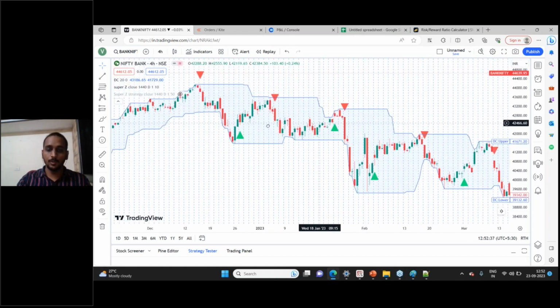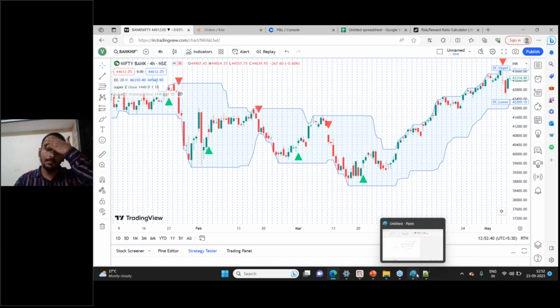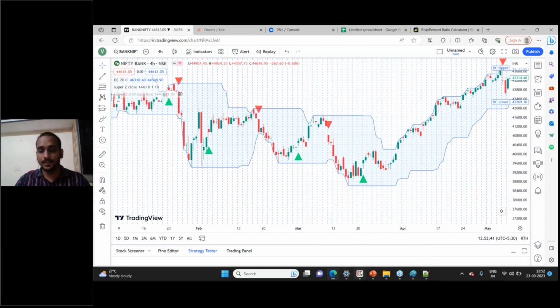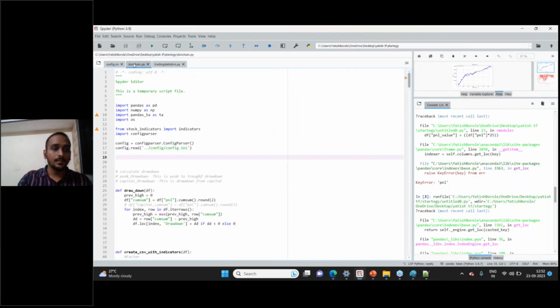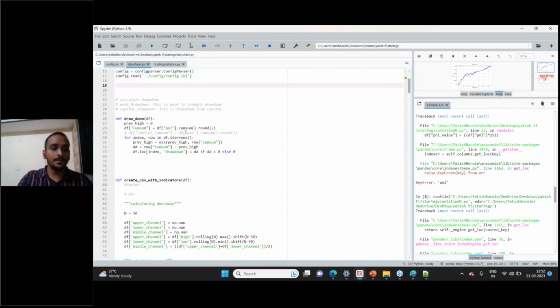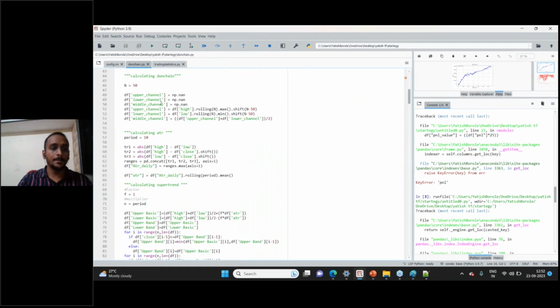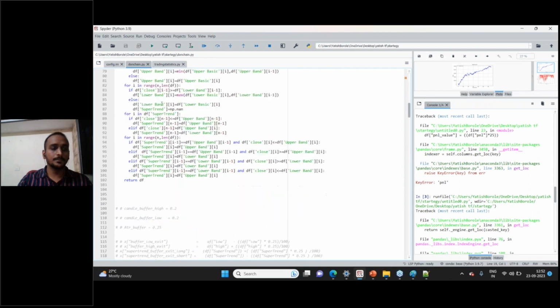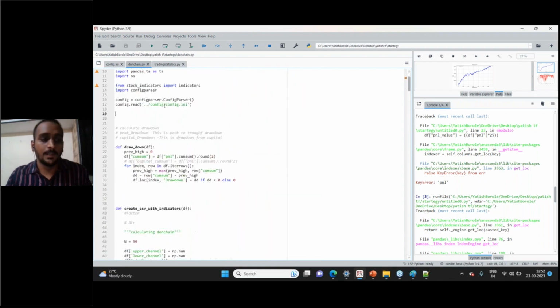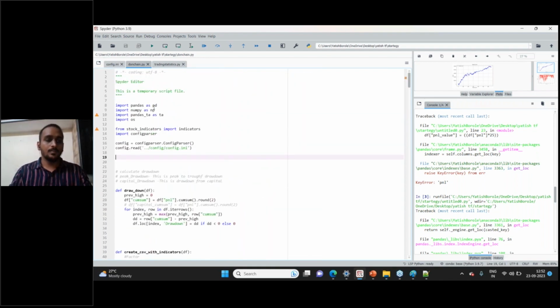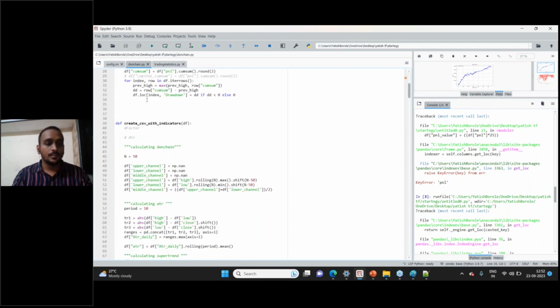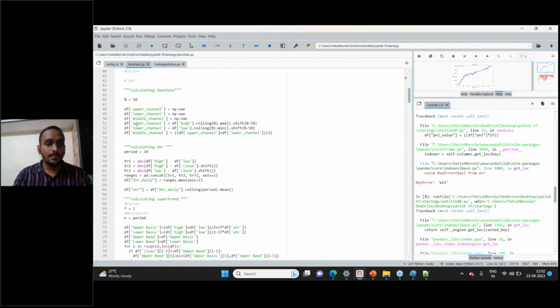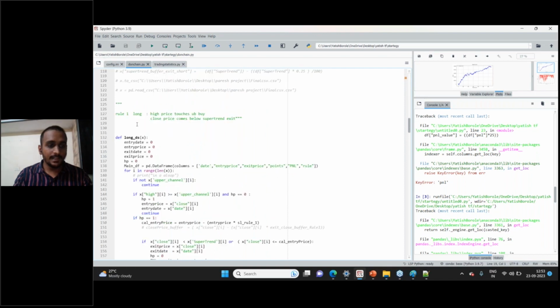I will be backtesting this for you. First, I will make you go through the piece of code which we have developed for backtesting. So this is the Donchian code. I will quickly give you a brief understanding of this code.